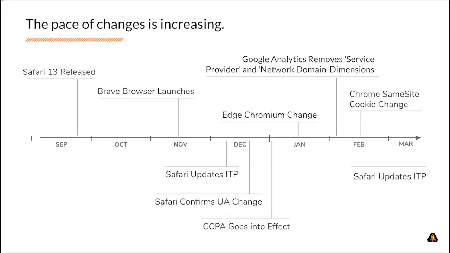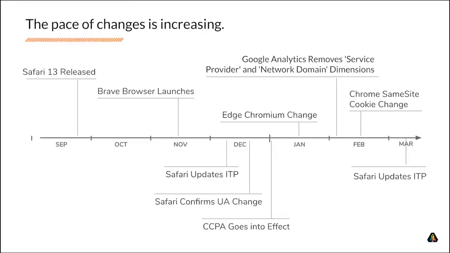Then in December, Safari updated their intelligent tracking prevention, which is the series of protocols that impacts cross-site tracking, which as collateral damage impacts analytics and A/B testing. In December, they also confirmed a user agent change for Safari, which we'll talk about in a little bit.